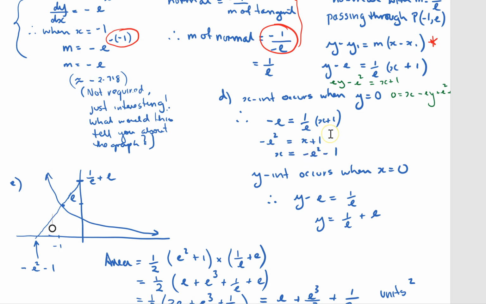And surprisingly, the markers were saying this simple algebra is where a lot of students came undone, wasted time, got lost, didn't get the marks. So please make sure you know that you're multiplying both sides by e to remove the fraction here, leaves you with x plus 1, making x the subject, even simple things like that.